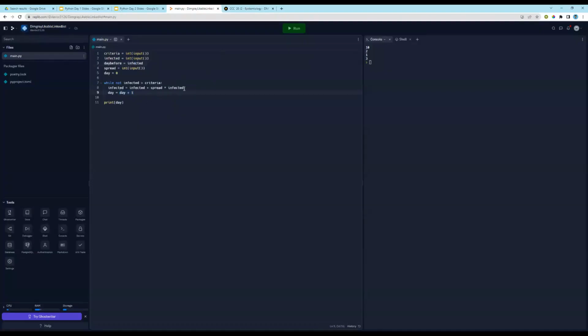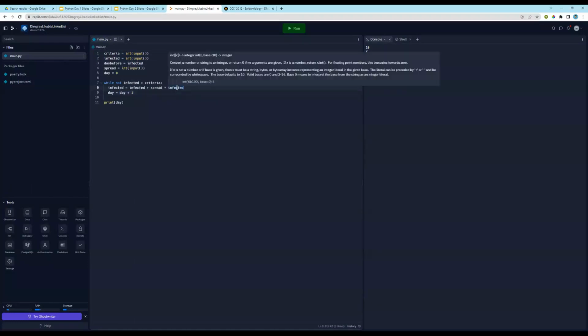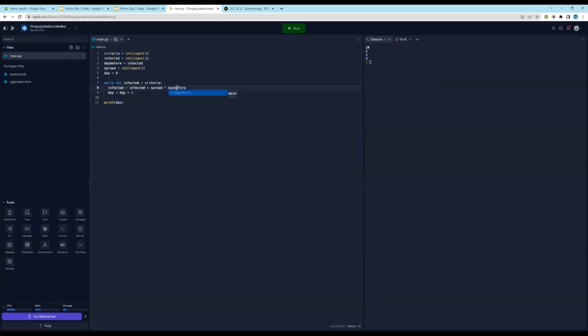So we write our code a bit. Now our infected becomes the spread times day before, actually. But then we have to update our day before to become spread times day before. Yeah, so this should be the next line.